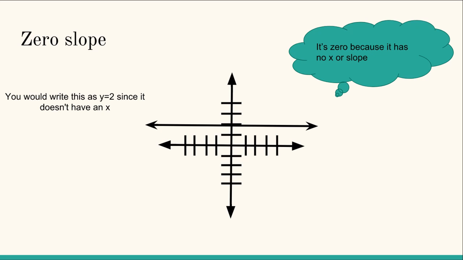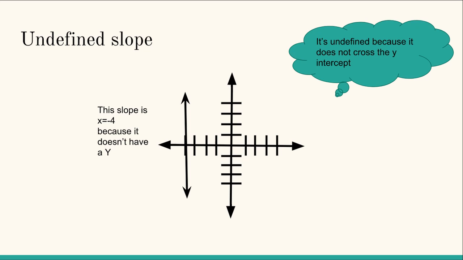Third we have zero slope. Zero because it has no slope, or other people would call it horizontal. You would graph this on the line like the one shown here. Since it has no x, you are going to graph it on the y-axis, and it would look like the one shown here.